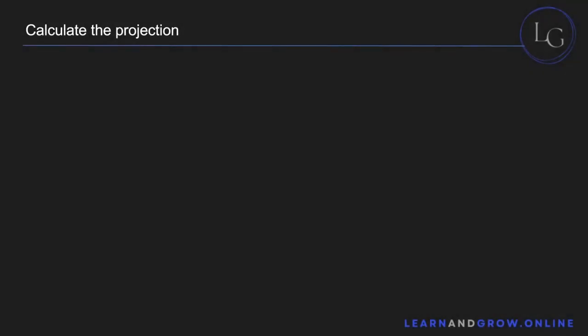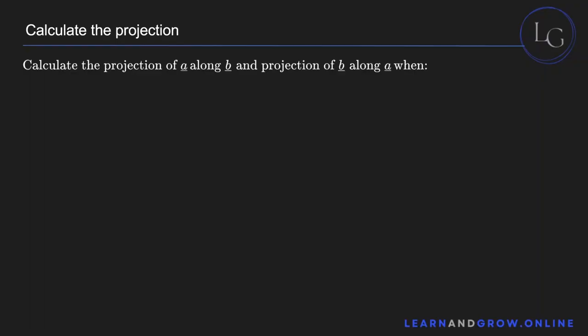Now let's see how you can calculate a projection of one vector along another. So it says here that we have to calculate the projection of vector A along vector B, and we also have to calculate the projection of vector B along vector A. Now in layman terms, let's see what projection really is. The name really gives it away itself, but this is what it is.